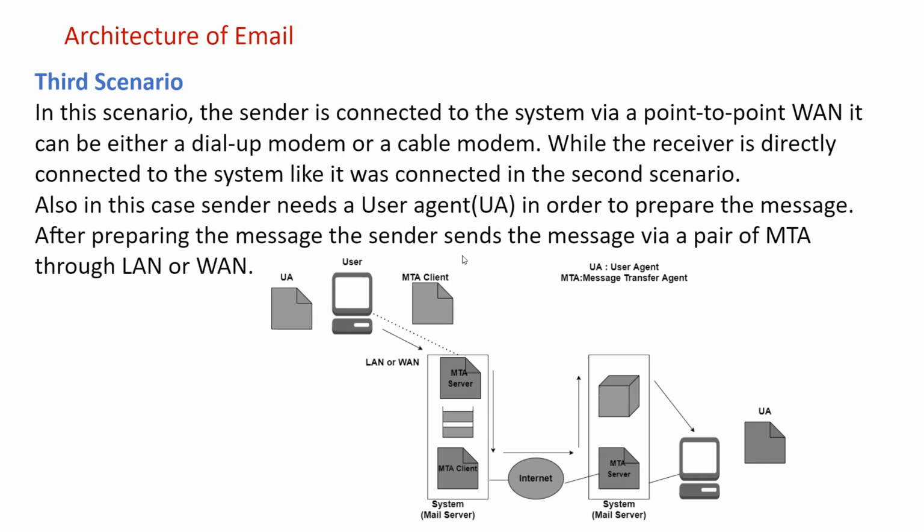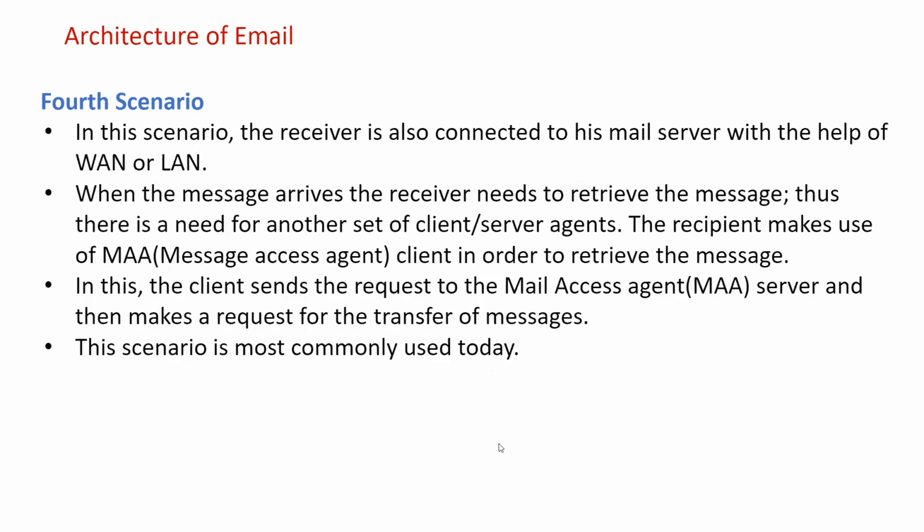After preparing the message, the sender sends the message via a pair of MTAs through a LAN or WAN. See in the picture, you can see the user agent shared by the user with the MTA client using a LAN or a WAN. So this is how the third scenario works in the architecture of the mail.